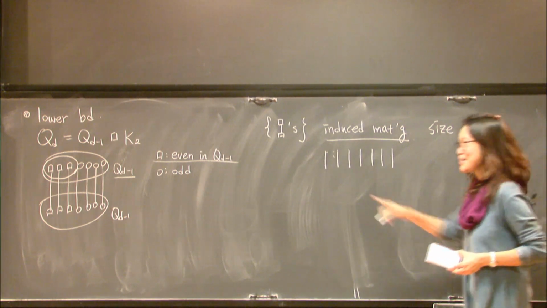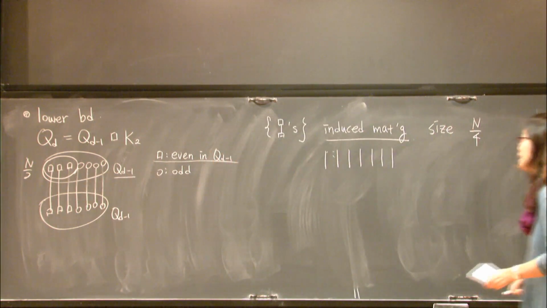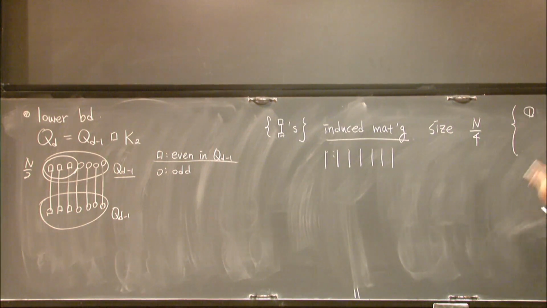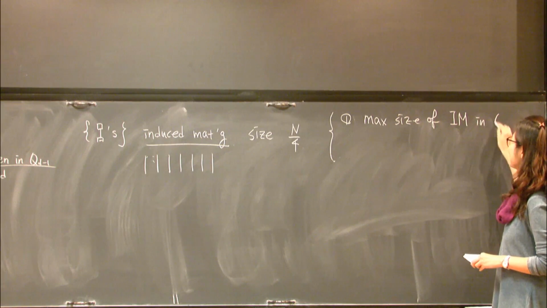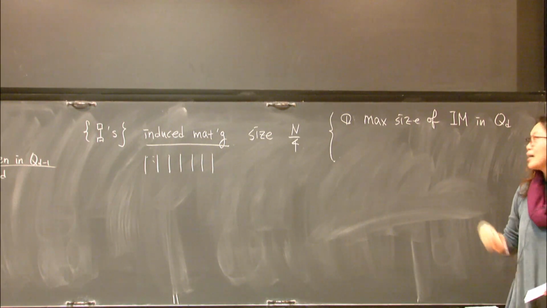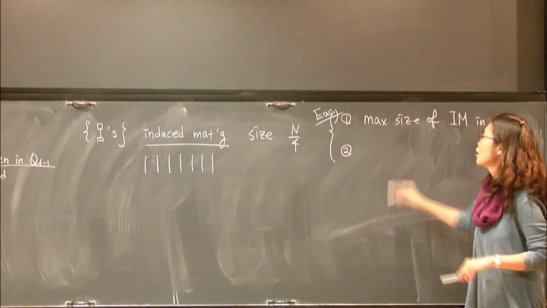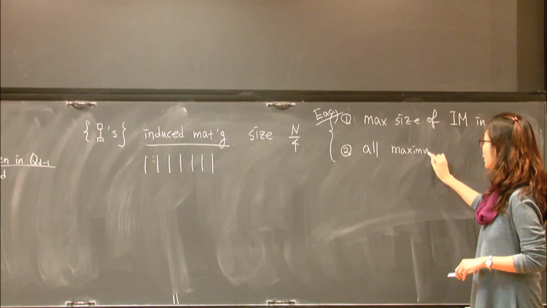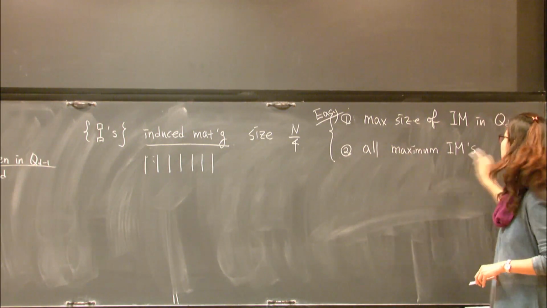n/4, right? Because this is a half cube, so the size is n/2, and we collected half of the vertices, so its size is n/4. Now let me make some notes. First, this n/4 is the maximum size of an induced matching in QD. Second, those are easy facts, but this is more interesting. All of the maximum induced matchings are gotten by this construction.